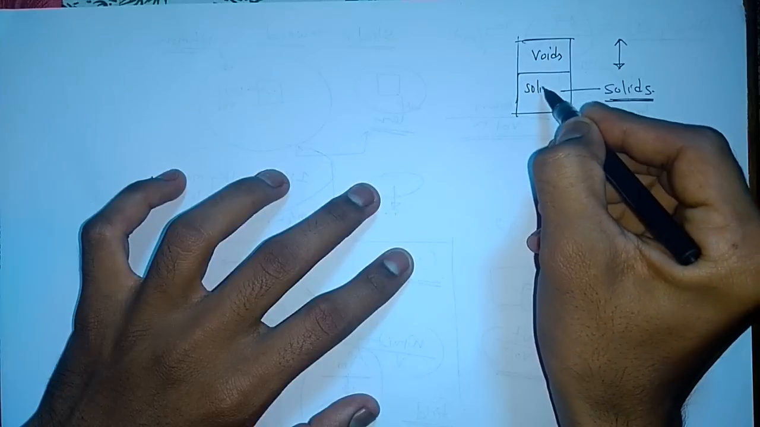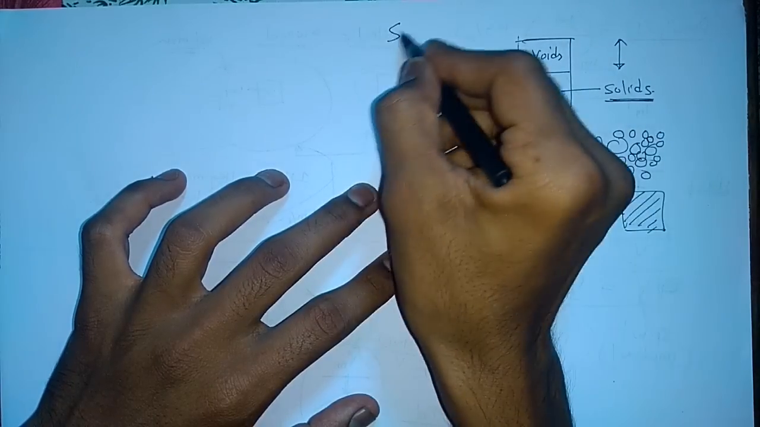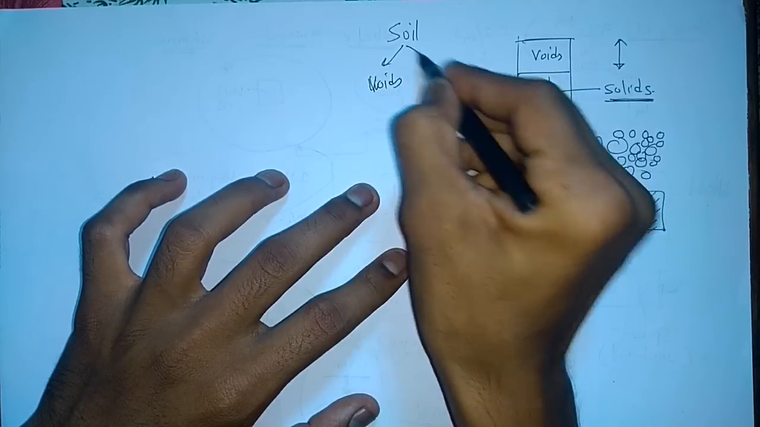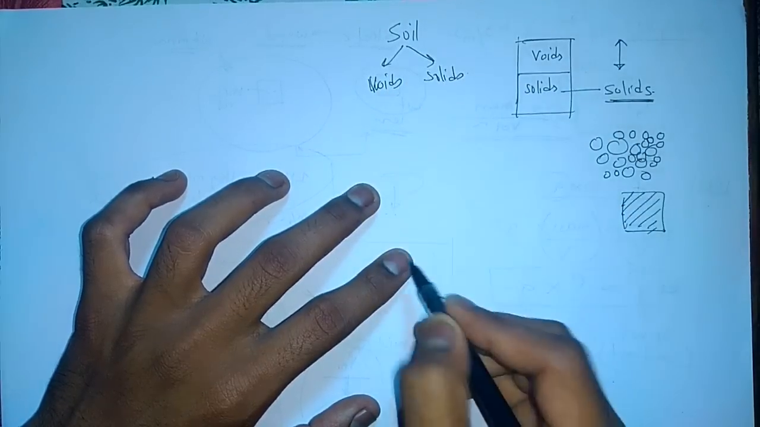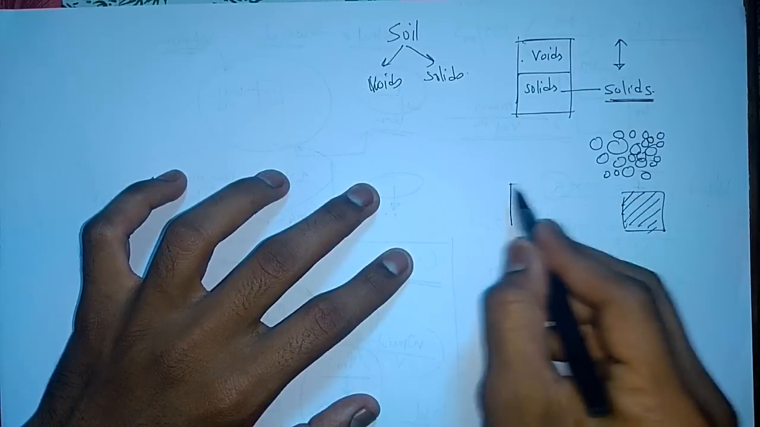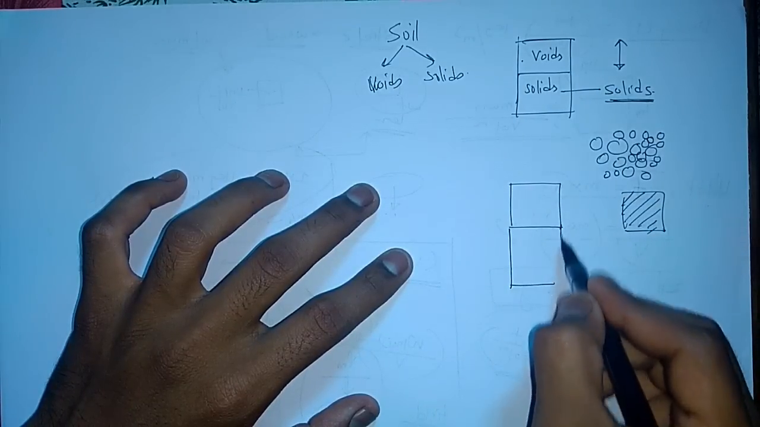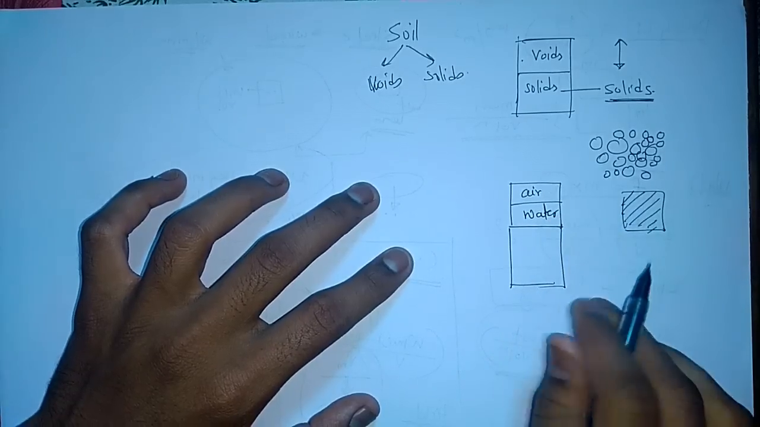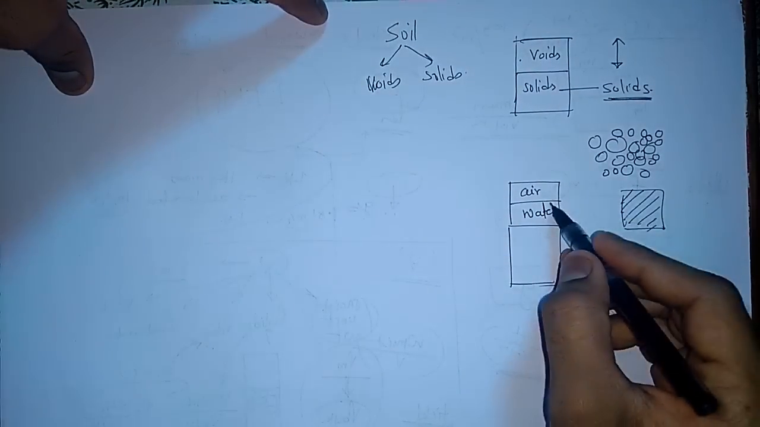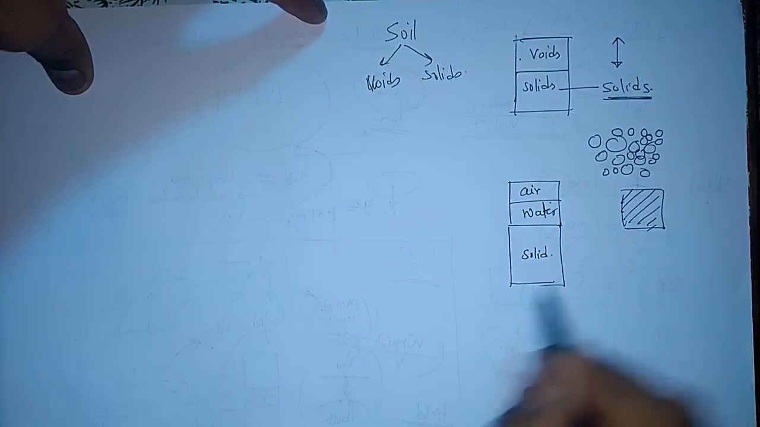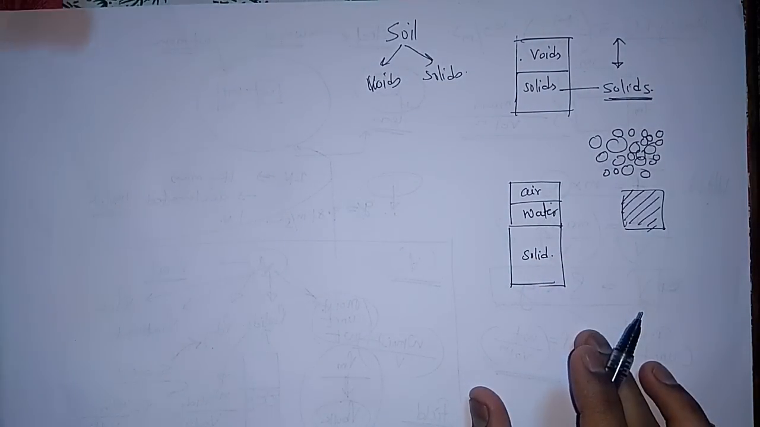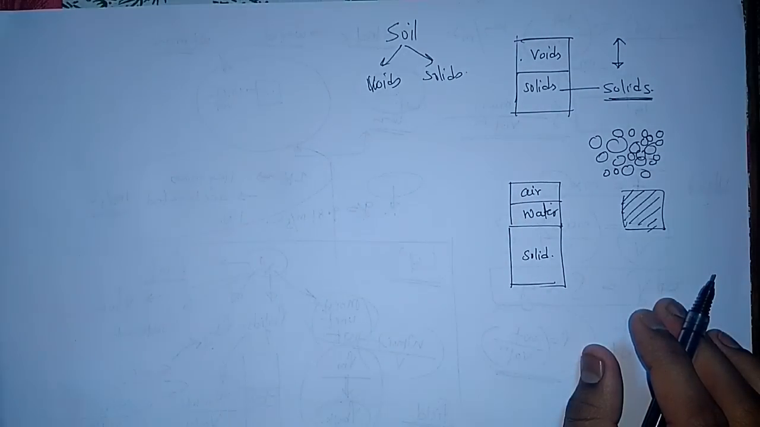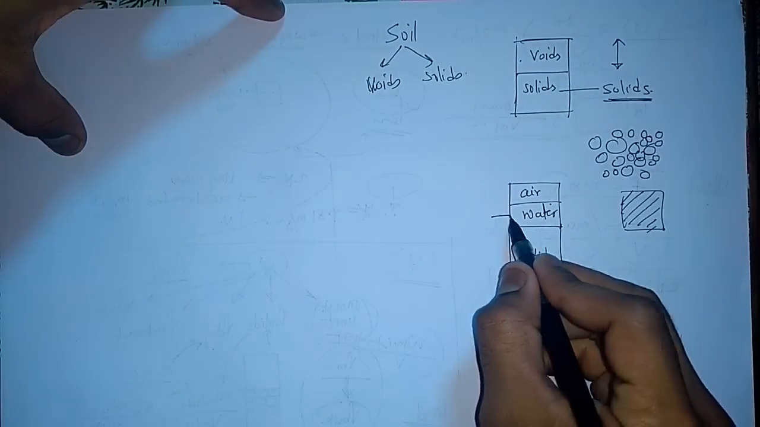So basically soil is composed of voids, and soil is composed of solids. Then these voids may contain air or water. Based upon the presence of these materials, we define some properties to get an idea about the presence of these materials. First of all, we will cover water.